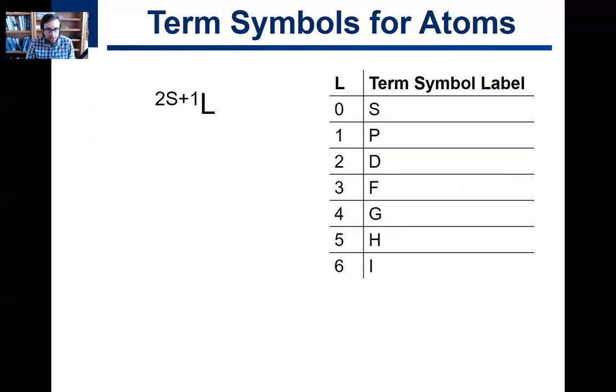So for atoms, you have the spin multiplicity, 2S plus 1, that you write as a superscript, and then you have L. And this is based upon the subshell that you're in, right? So L equals 0 gives you an S, L equals 1, P, etc. Okay.